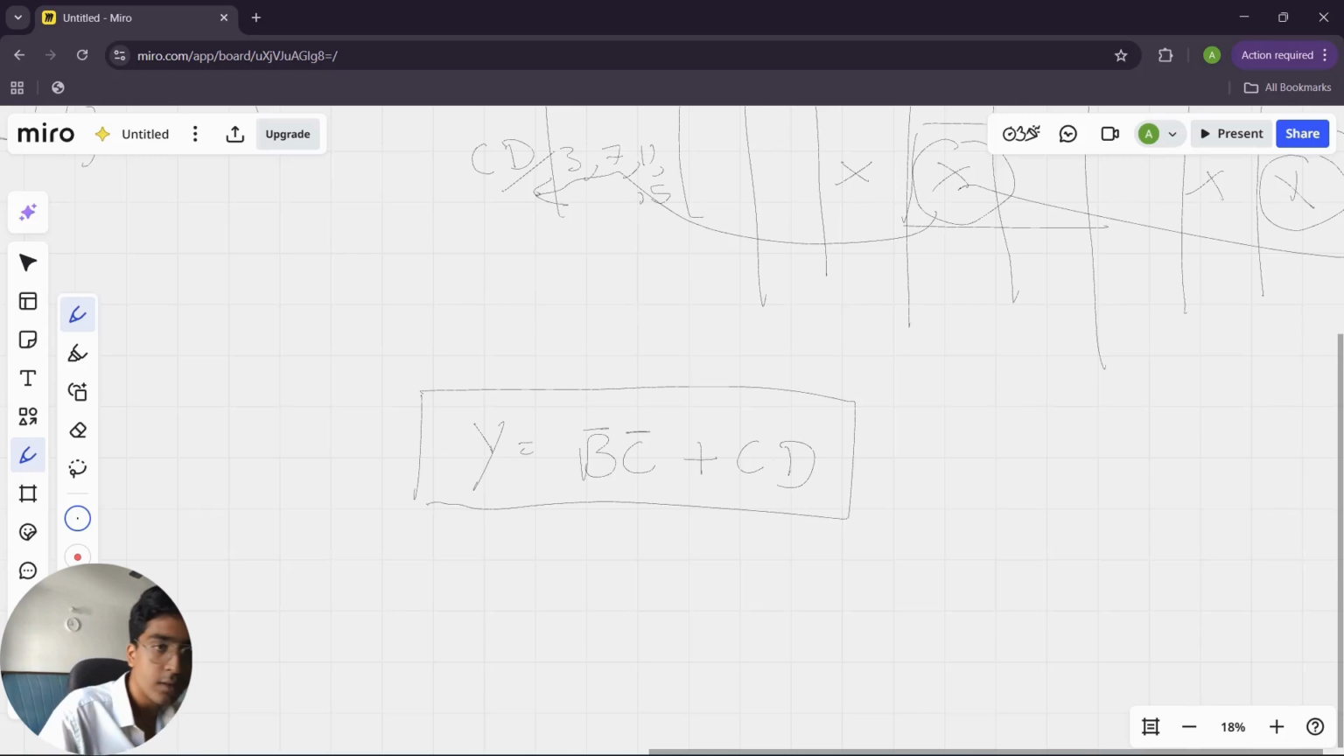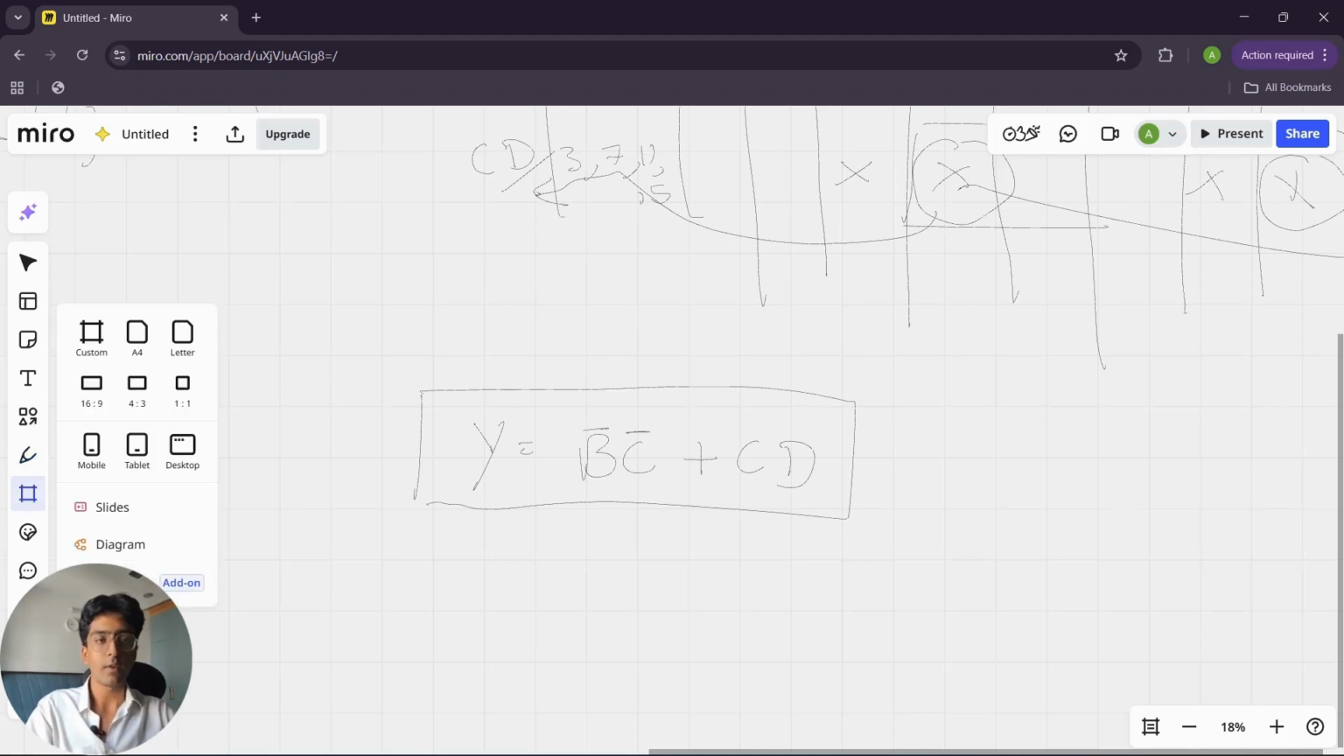And that was my explanation for the Quine-McCluskey method. I know it's not the best explanation out there, but I tried my best. I tried to speak in English all the time. And if you have any queries, don't ask me.